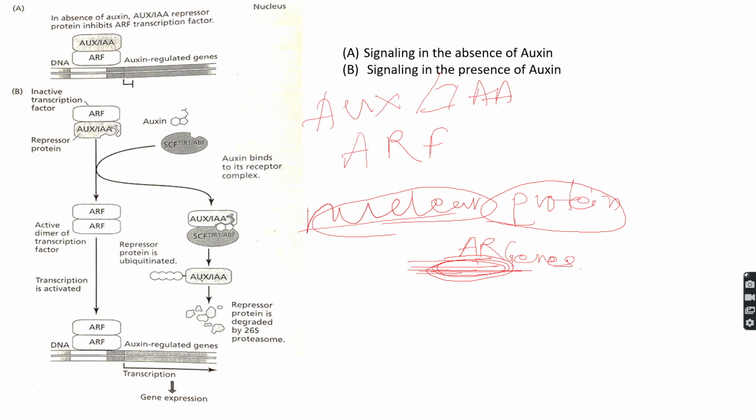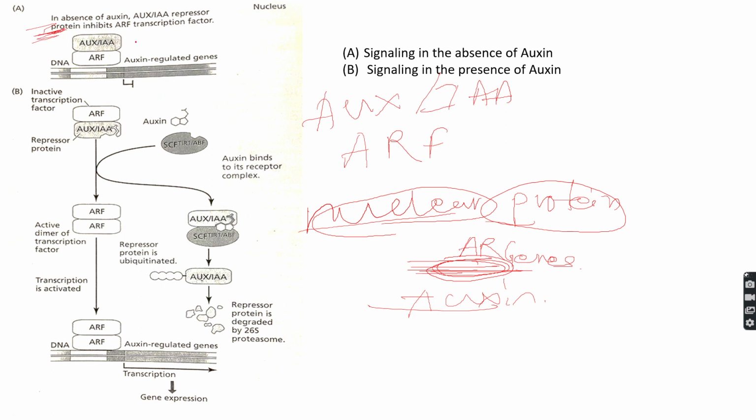Now let us understand what is happening to the pathway when auxin is present as well as when auxin is absent. So to understand that, let's look at this diagram. So the first diagram is about when auxin is absent.